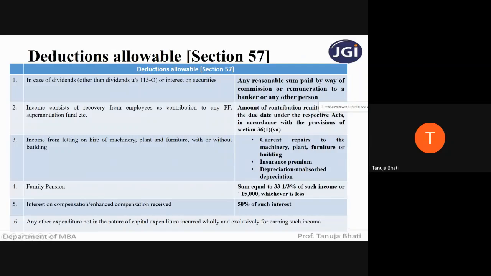Deductions available under section 57, that is, from income from other sources. In case of dividends or interest on securities, any reasonable sum you are paying by way of commission or remuneration to a banker or any other person. Suppose you are receiving dividends. To receive that dividend, you are making an expenditure of paying commission to a banker. So that commission to a banker that you are paying to receive the dividend will be allowable as a deduction. You can deduct it from your income.